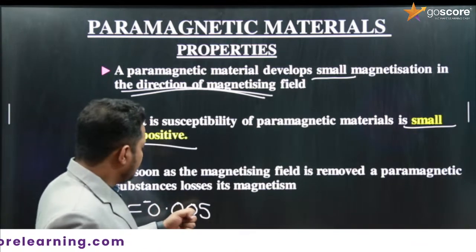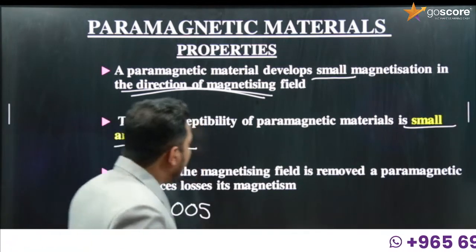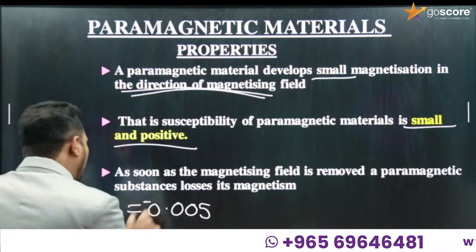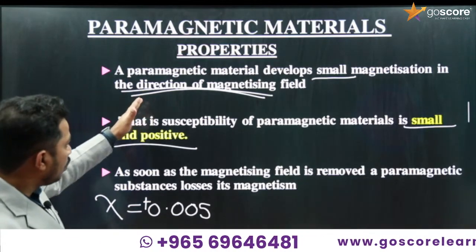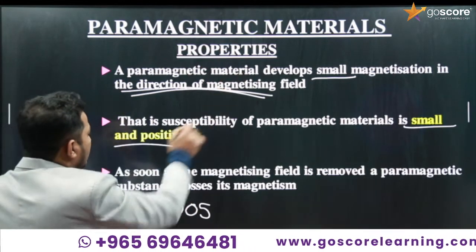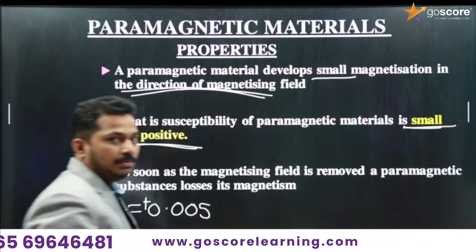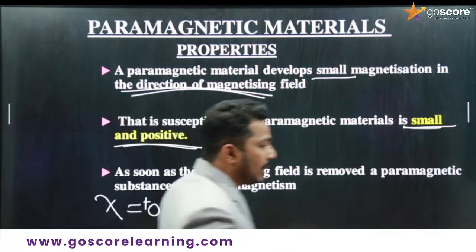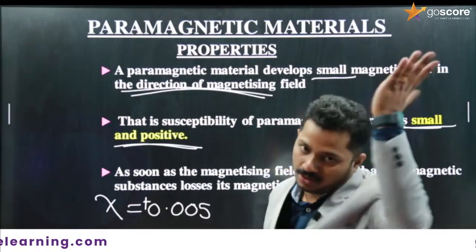What is that? What will be the material? It will be whether it is paramagnetic. No. If it is plus 0.005, it will be paramagnetic, because for a paramagnetic material, susceptibility is positive and small. So by looking into the value of magnetic susceptibility, we can say whether it is para, dia or ferro.